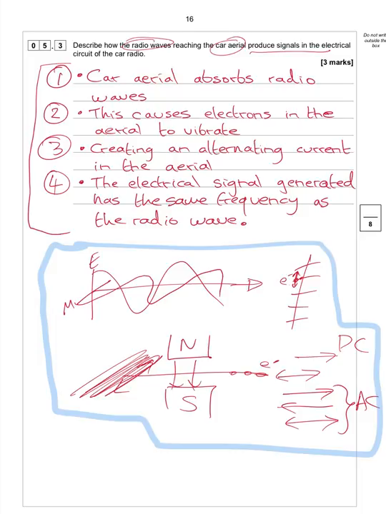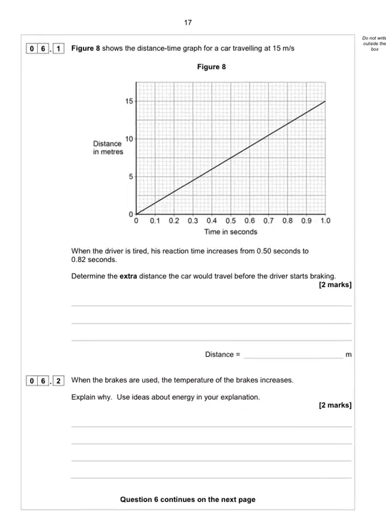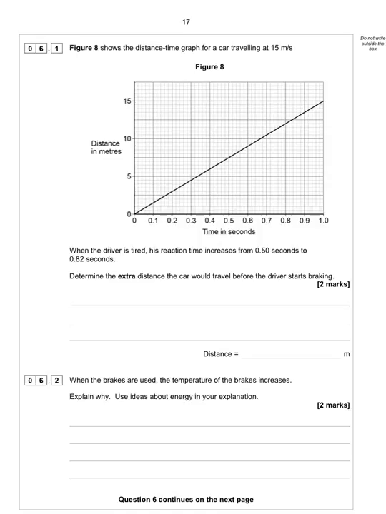So that's question 5.3. Let's have a look at question 6, which is all about cars travelling, stopping distance and braking distance. So in this question, a driver is tired. His reaction time increases from 0.5 seconds to 0.82. Determine the extra, not the total, but the extra distance the car would travel before the driver starts braking.